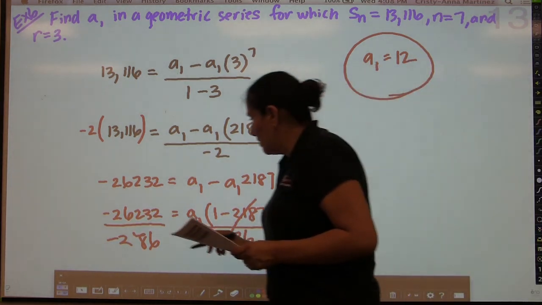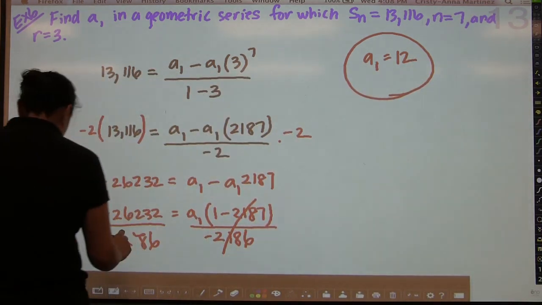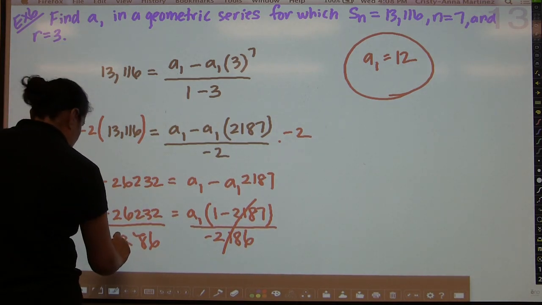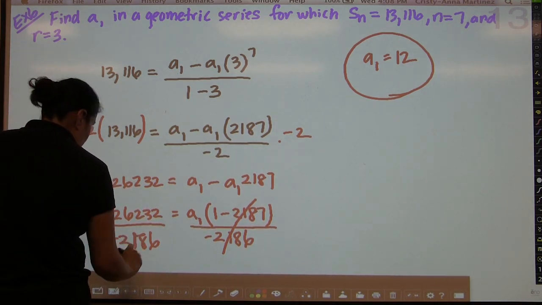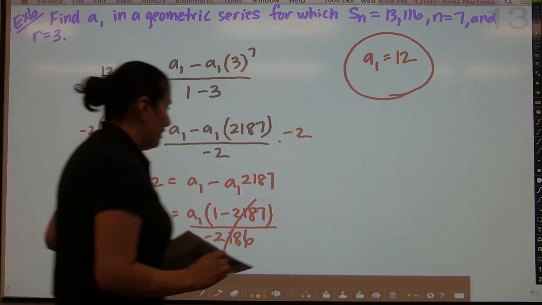So it looks like my numbers over here got kind of crazy. This should have been minus 2,186. All right, just want to clarify that there.